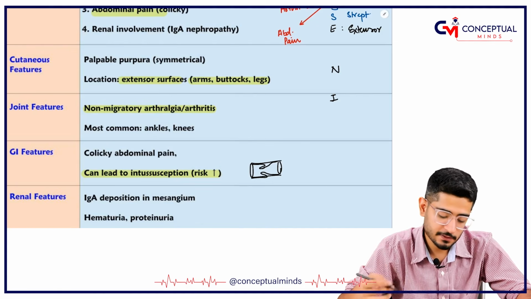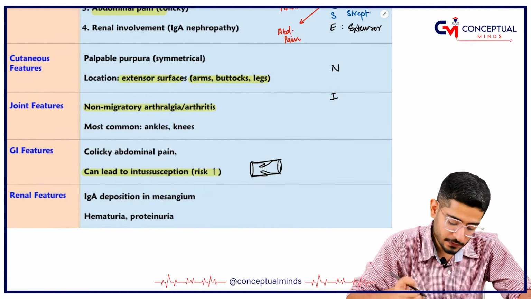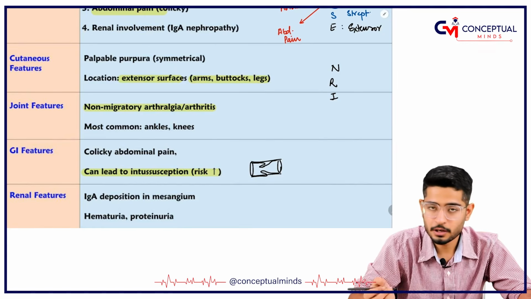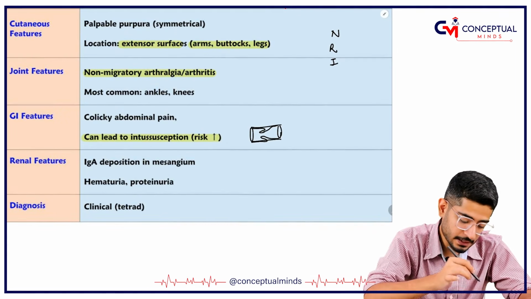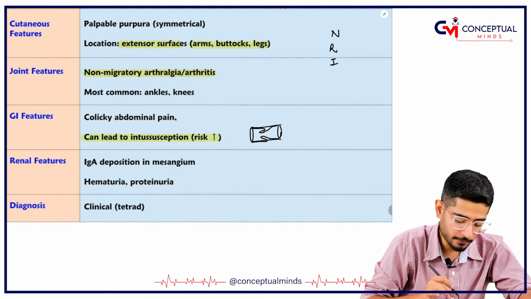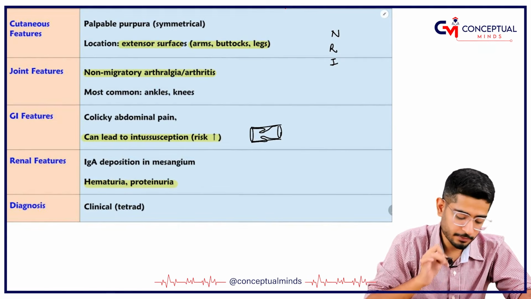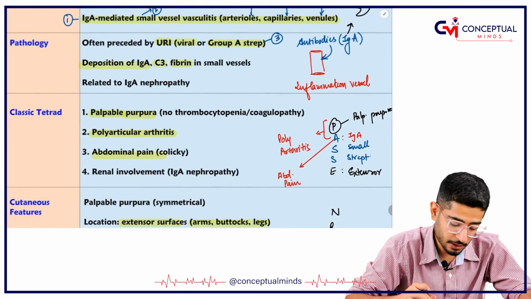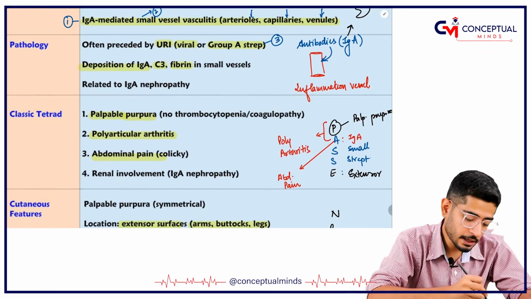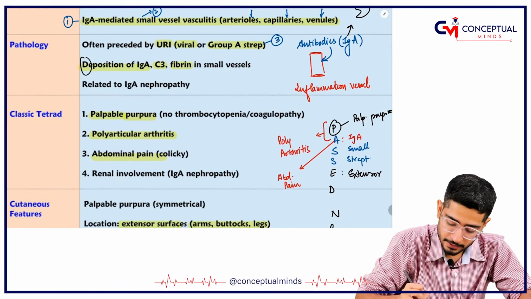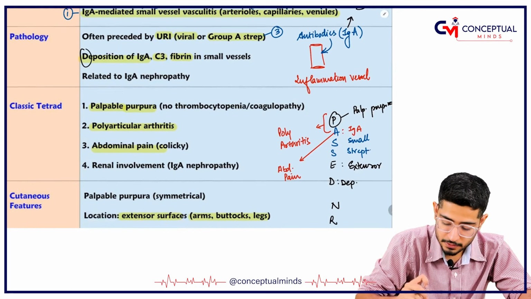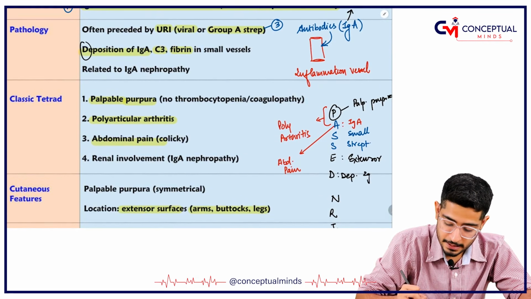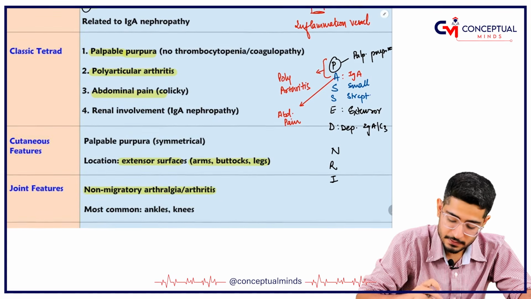So intussusception risk is very high. Alright, so R was important for the renal involvement. I have told you. What is the R? R is actually renal involvement. So there will be hematuria and proteinuria. And I think I have discussed already, there will be D for deposition. Deposition of what? Deposition of IgA, deposition of complements that is going to happen.